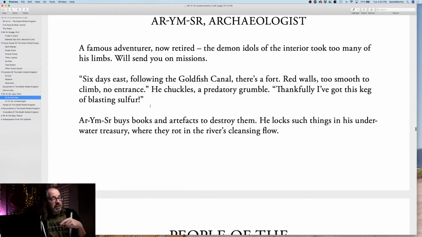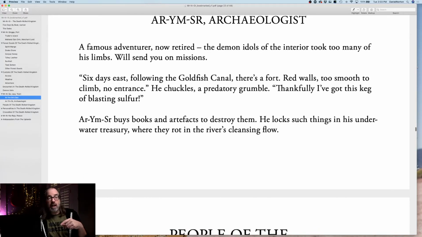But what he said, and this was the spur for this, is in the book: 6 days east, following the Goldfish Canal, there's a fort. Red walls, too smooth to climb, no entrance. He chuckles. Thankfully, I have this keg of blasting sulfur. So we know that she needs to travel 6 days to the east. We know that it's on water. And we know that when she gets there, there's going to be this thing to break into. So that's that part of the adventure anyways.